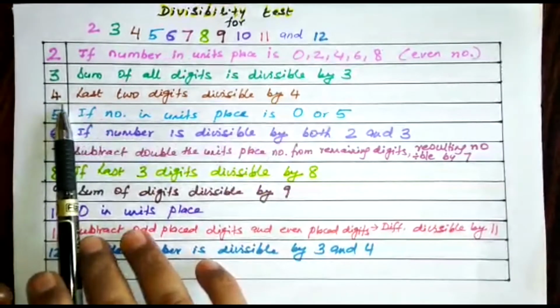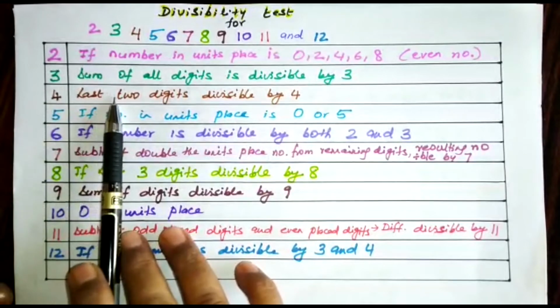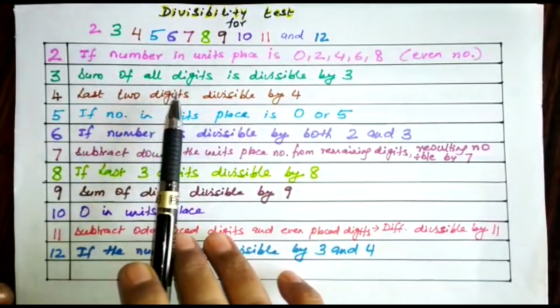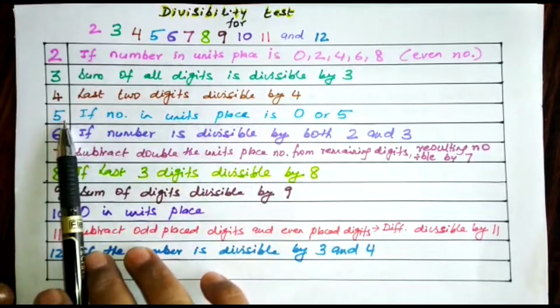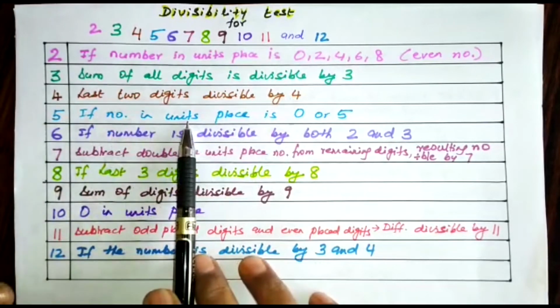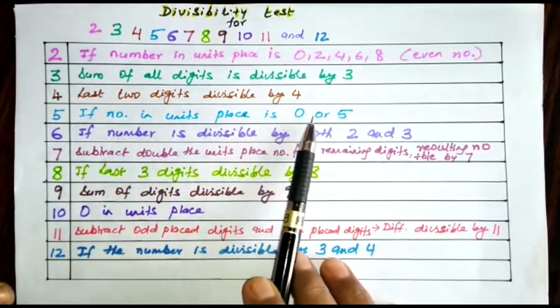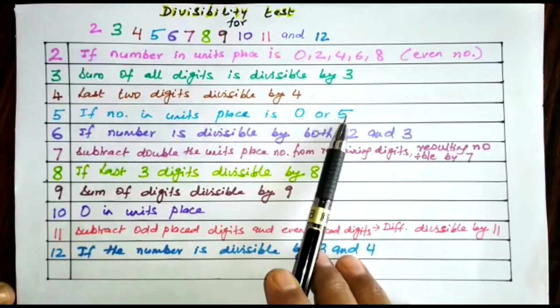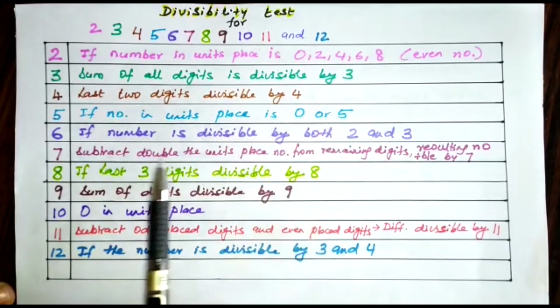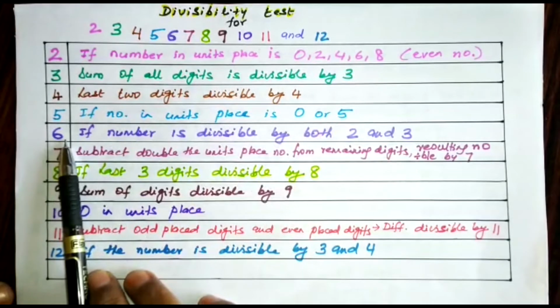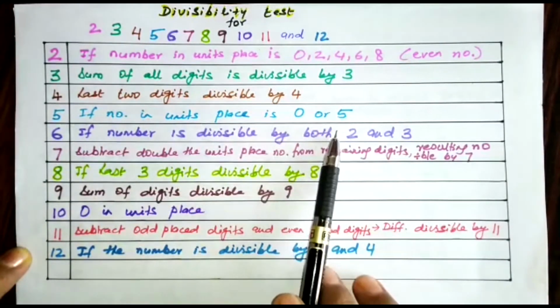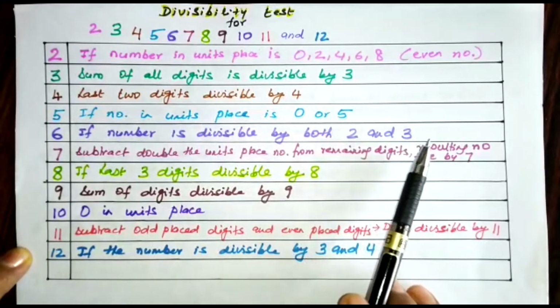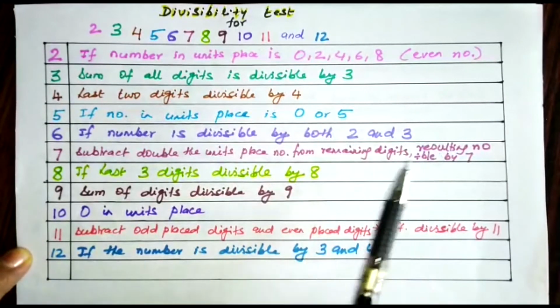For checking divisibility by 4, if the last two digits of the number are divisible by 4, then the whole number will be divisible by 4. For checking divisibility by 5, if the number in units place is 0 or 5, it will be divisible by 5. For checking divisibility by 6, that is very simple. If the number is divisible by both 2 and 3, then it will be divisible by 6.